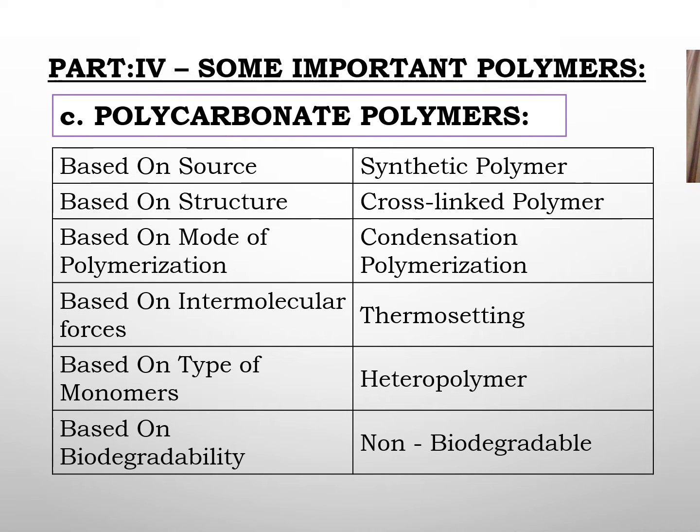Now let's see the categorization of polycarbonate polymer. Based on source, this is also a synthetic polymer, but based on structure, it is a cross-linked polymer. Then based on mode of polymerization, it is prepared by condensation polymerization. Based on intermolecular forces, it is thermosetting type. Based on type of monomers, it is a heteropolymer. And based on biodegradability, this is also non-biodegradable.